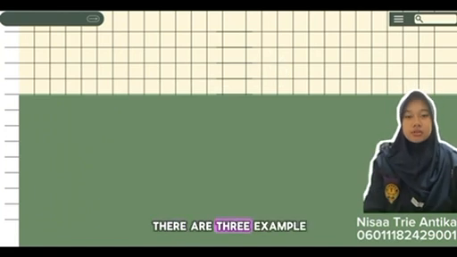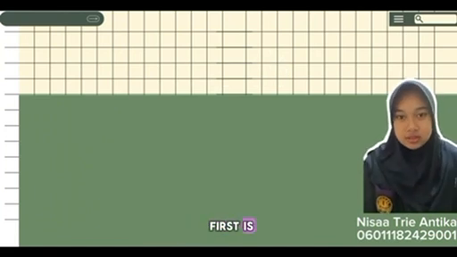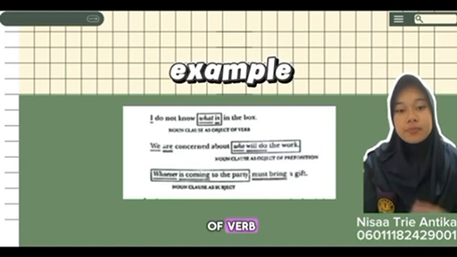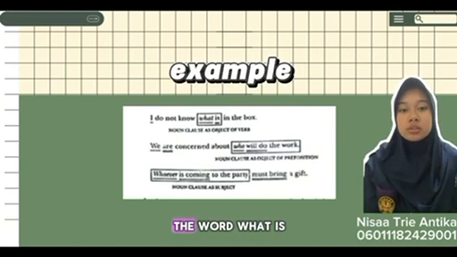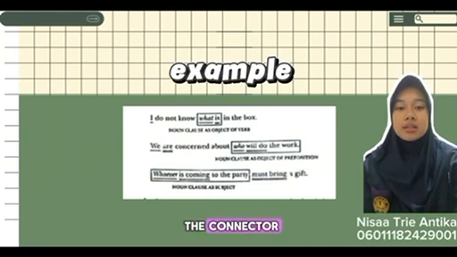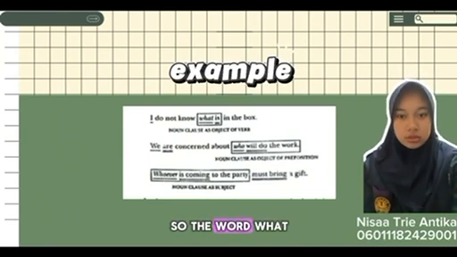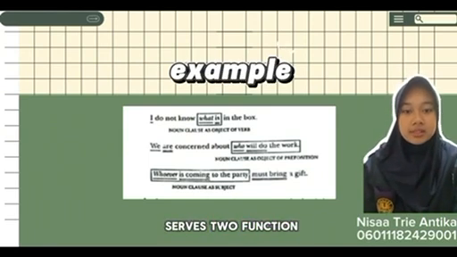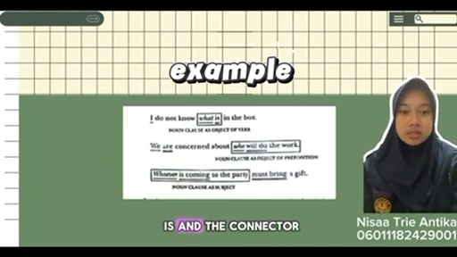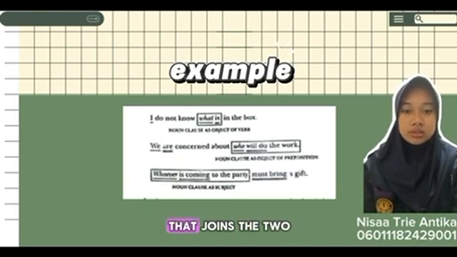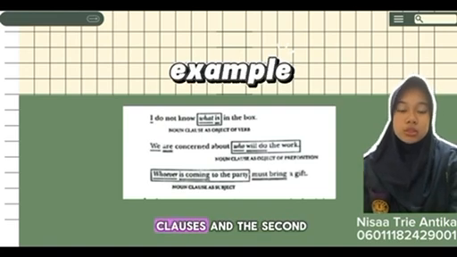So there are three examples. First is a noun clause as object of a verb. The sentence is I do not know what is in the box. The word what is the connector. So the word what serves two functions. It is both the subject of the verb is and the connector that joins the two clauses.